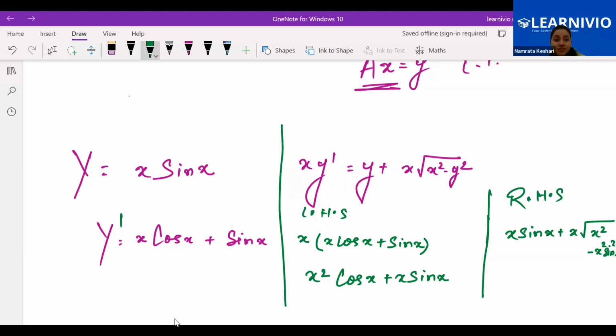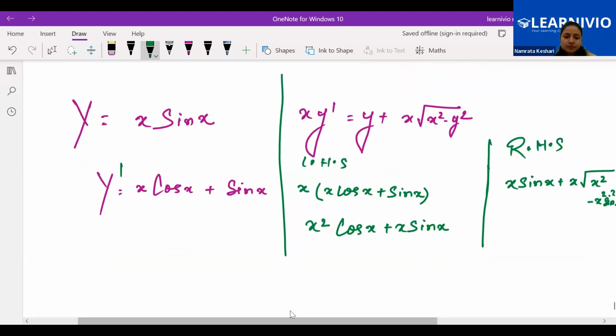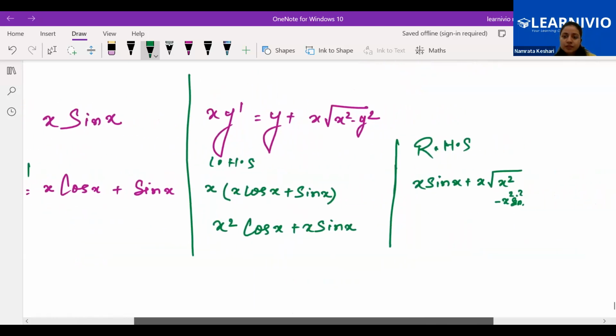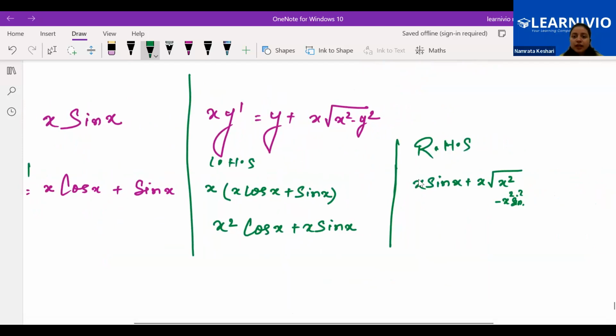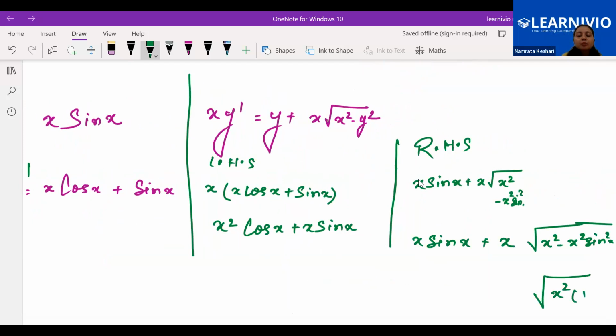We need to do the simplification over here, and we need to use the knowledge of trigonometry, the formulas, maybe an identity, maybe any other formula. Let's check it. So x sin x is perfect, plus x is outside, that is perfect. Here we have x square minus x square sin square x. If we take x square common inside the root only, then we will have 1 minus sin square x. Yes or no? Yes, ma'am.